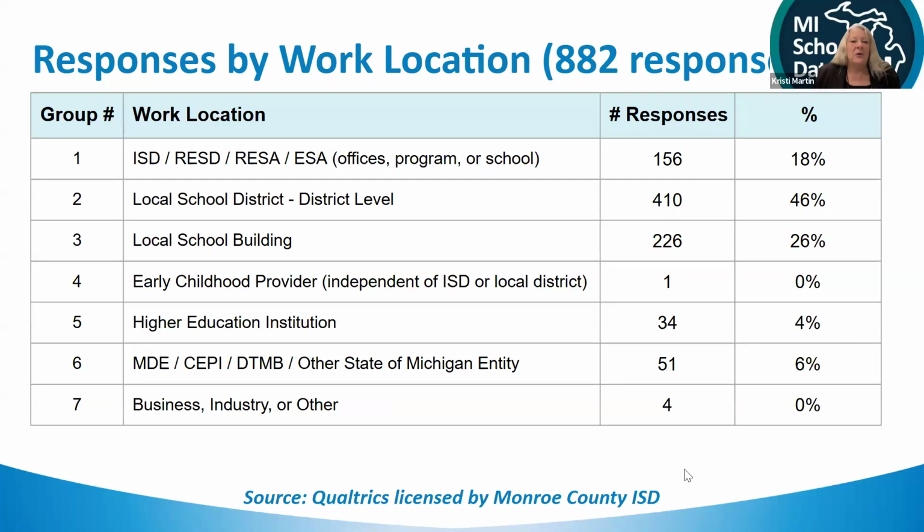The responses by work location, when you look at local school district levels at 410, local school buildings, 226, this is just a really nice, wide range of responses. So it's not just coming from one particular area. And that's the information we want to show, is that all of these voices are heard. And so it gives a nice percentage, and that's about what the distribution would be of those various types of entities within our state.